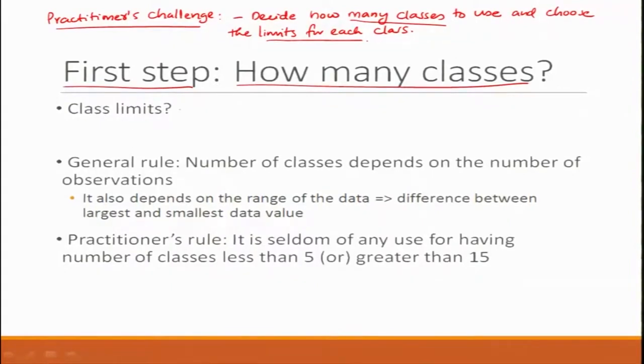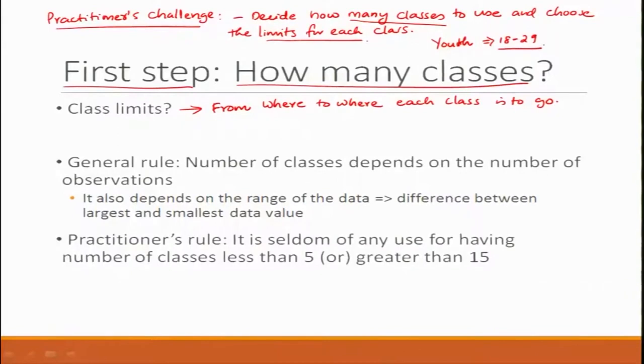Okay, the class limits, what does it mean? This means from where to where each class is to go. So the idea is this: if somebody says that young or youth is an age between 18 to 29, then 18 to 29 is a class. That class is called youth, and the lower limit in this case will be 18, and upper limit will be 29, like this. So that is what the class limits are.